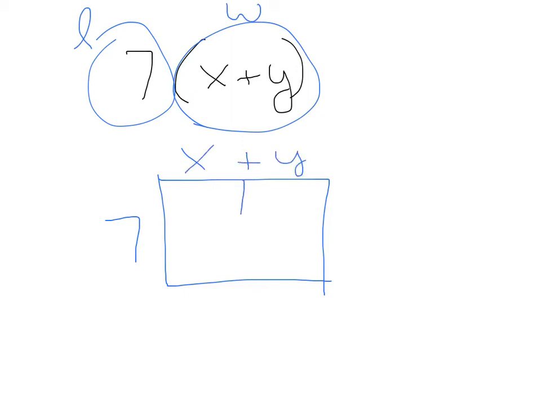I'm just going to draw a line here so I can help multiply each side. So the area of this smaller rectangle would be 7 times x, which is 7x. And then this side would be 7 times y, which is 7y. So the sum, the total area when I multiply 7 times x plus y is 7x plus 7y.